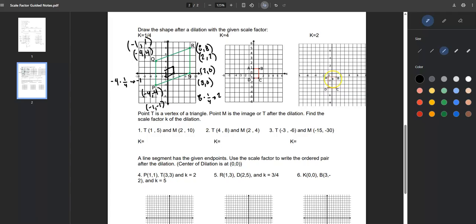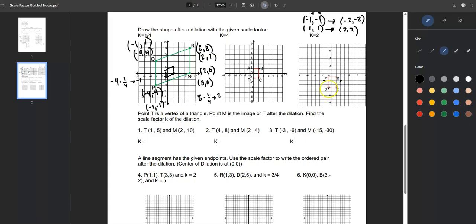So when I times this by 2, this point here is at -1, -1. If I times these by 2, it becomes -2, -2. So this point would then become right down here. If I times the B, which is at 1, 1, that's going to turn into 2, 2. So we're going to go to 2 and 2.